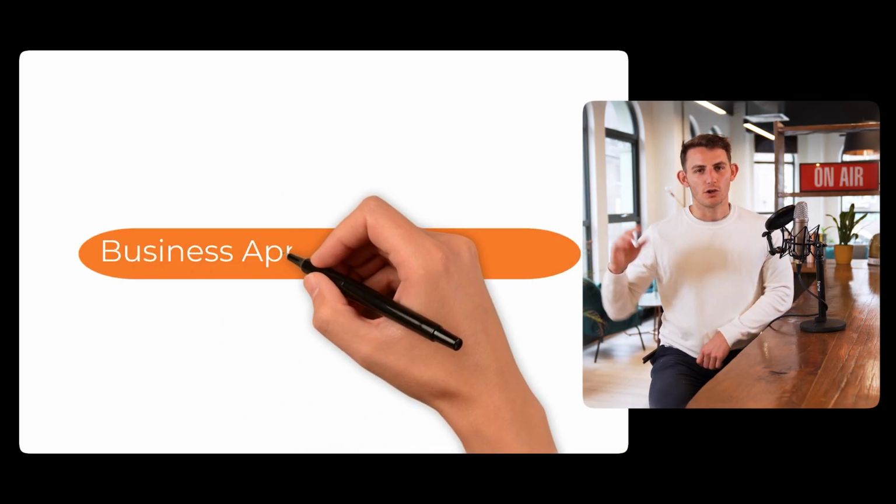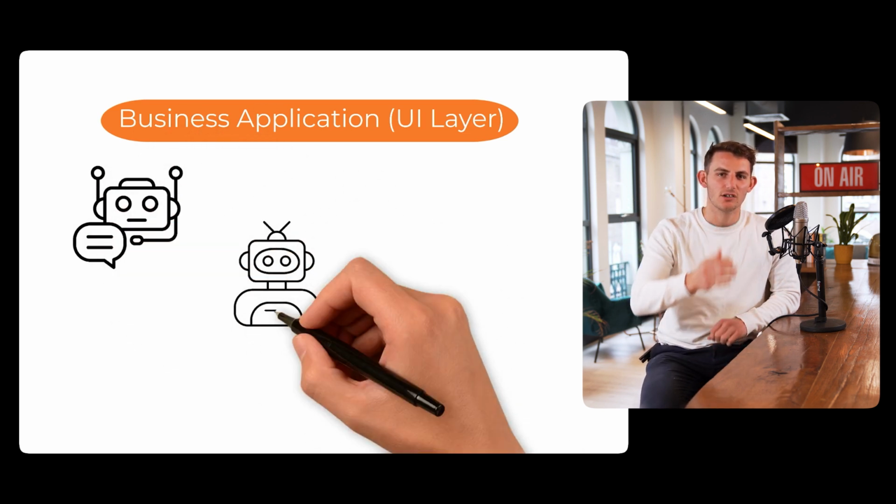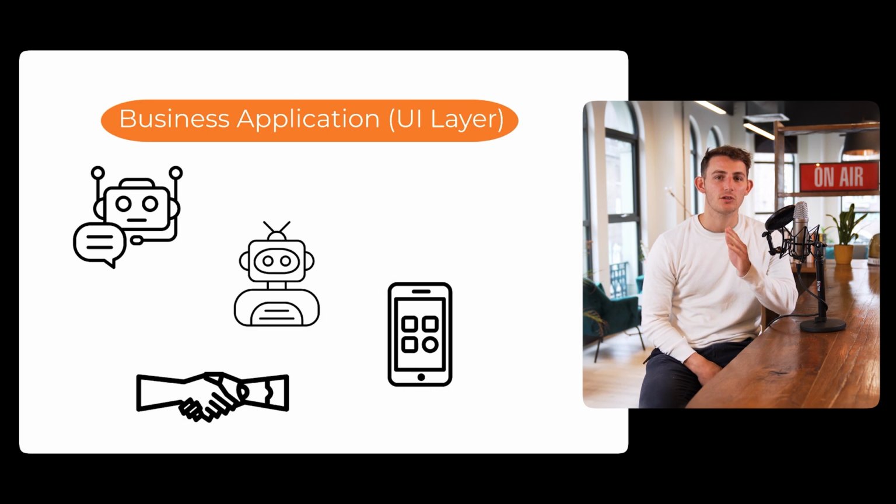Finally, at the top, you've got your actual business app or user interface, a chatbot on your website, an internal knowledge assistant, an AI co-pilot, a dashboard or custom app. This is where your users interact with the AI. But as you can see, there's a whole stack underneath making it work.